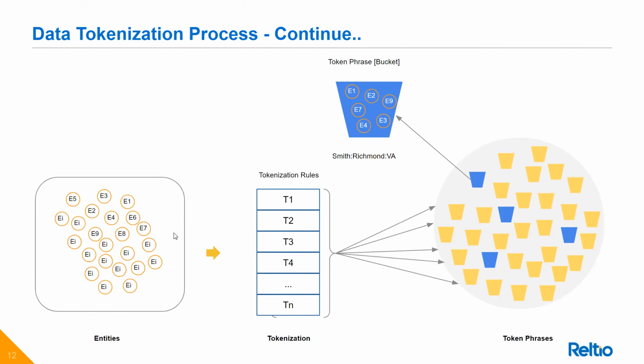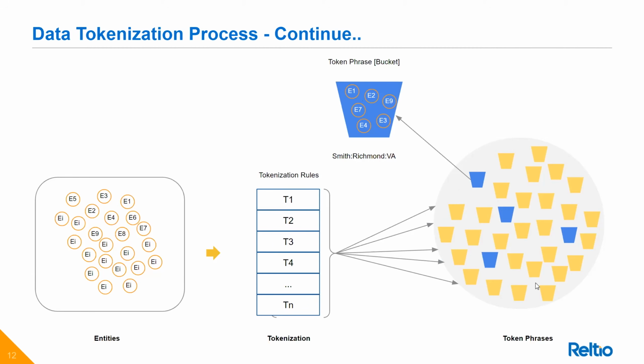Now the next record comes in and it generates a similar token. Let's say E2 comes in and E2 also has the same token. So what it will do is simply associate that new record with the same token that already exists.